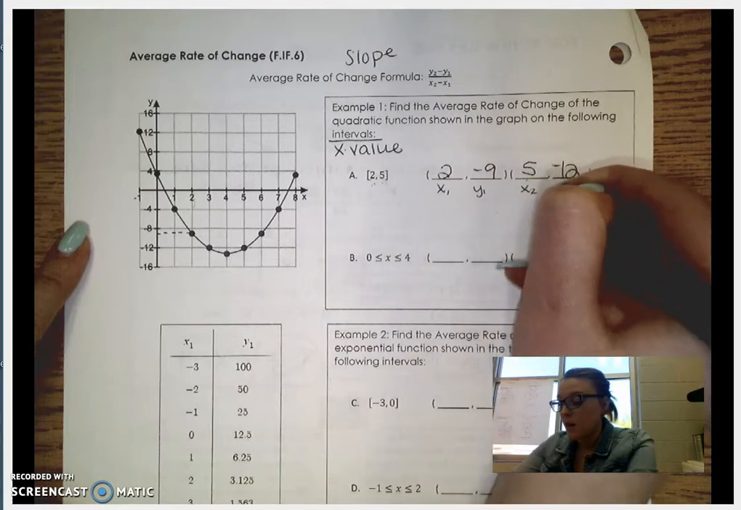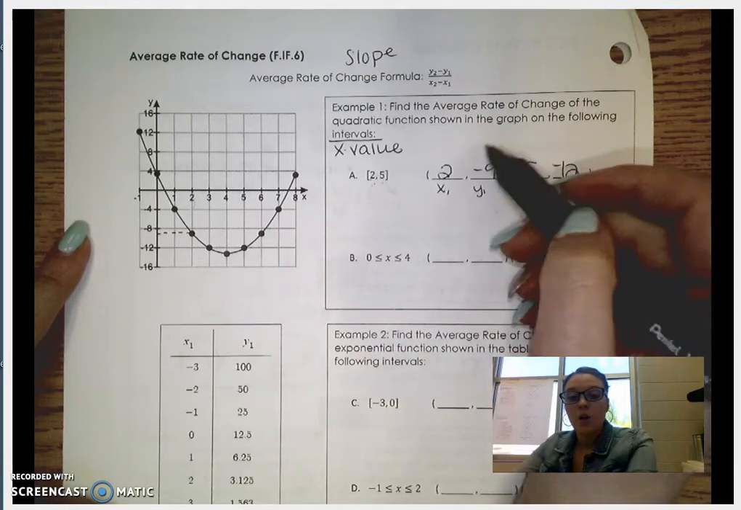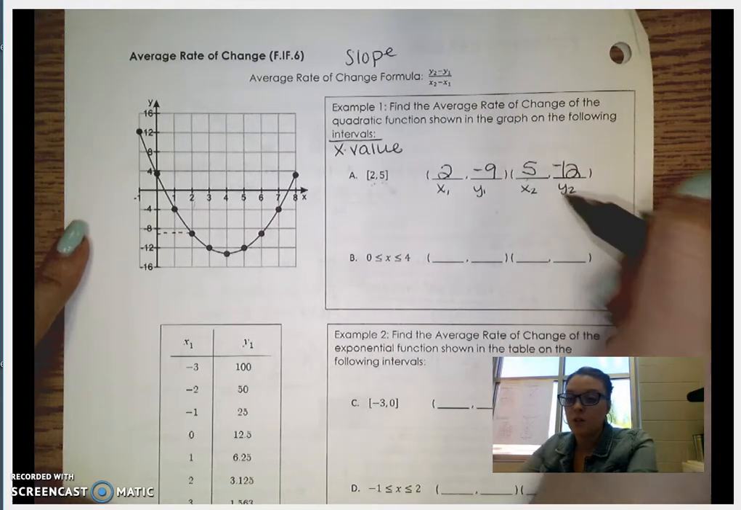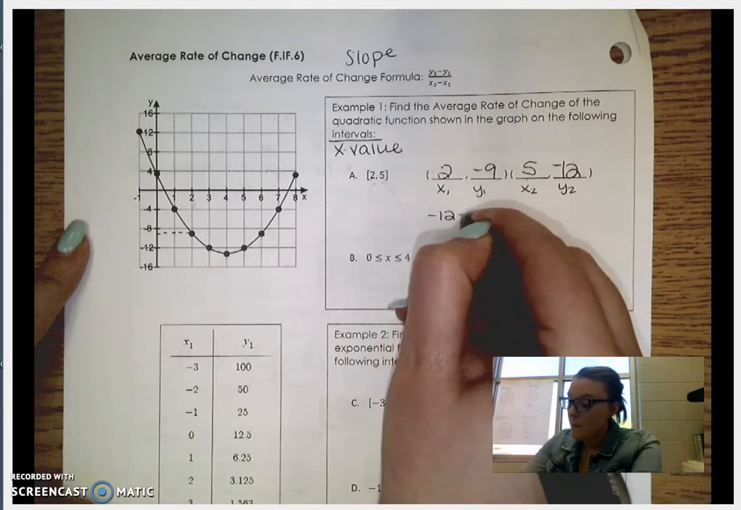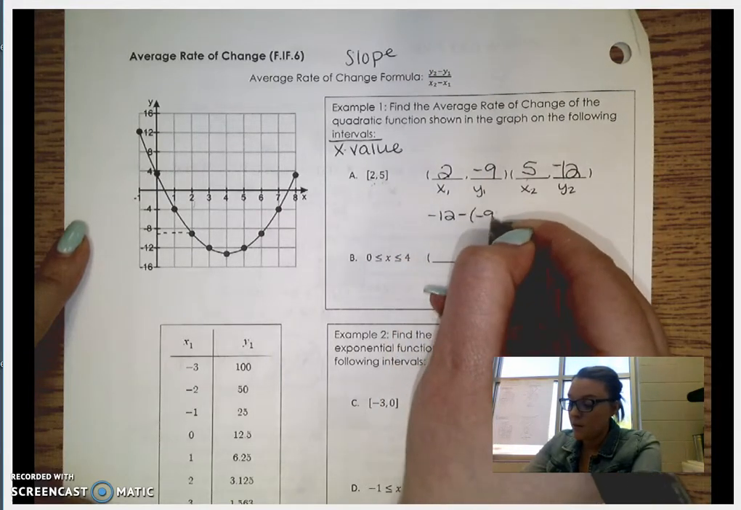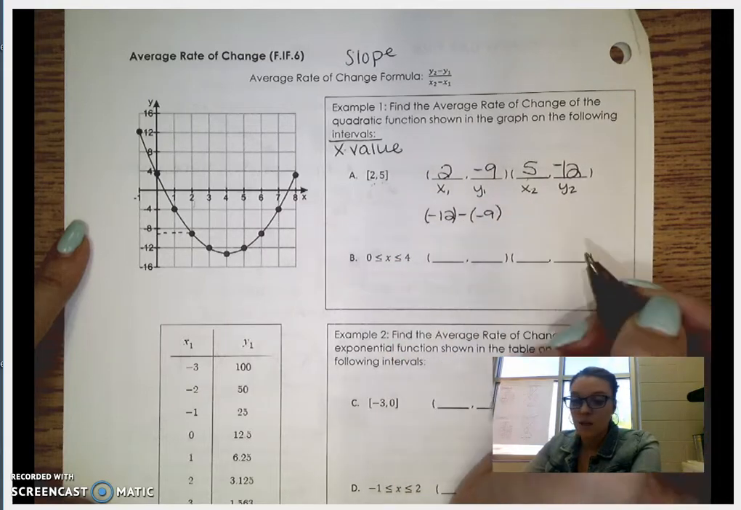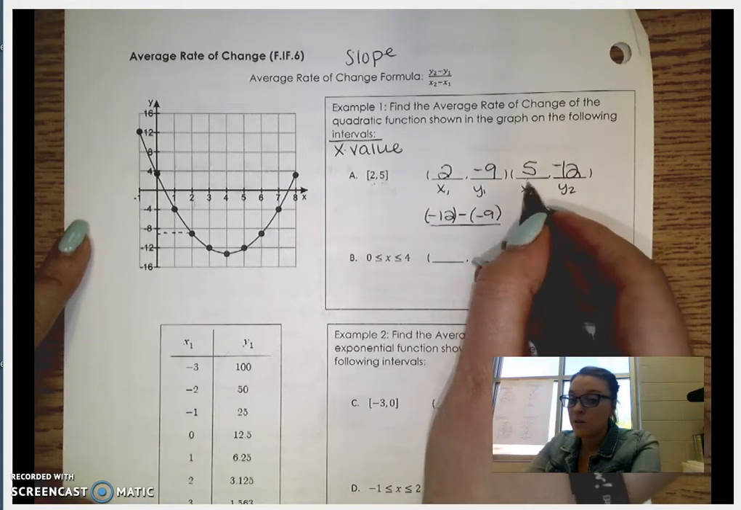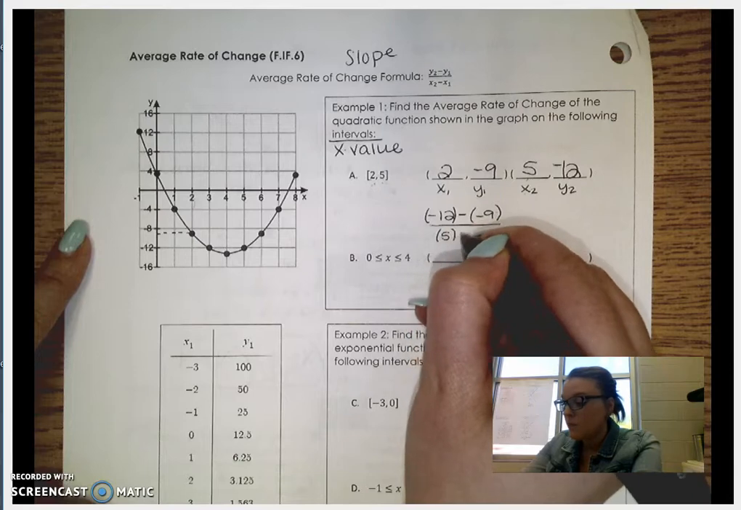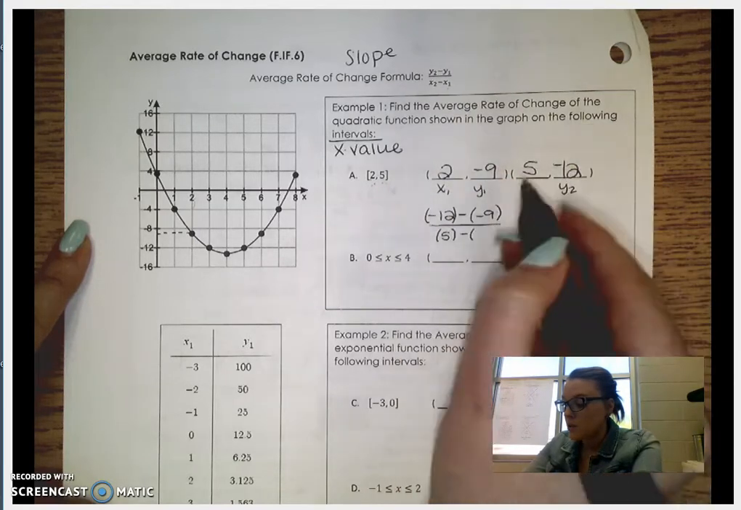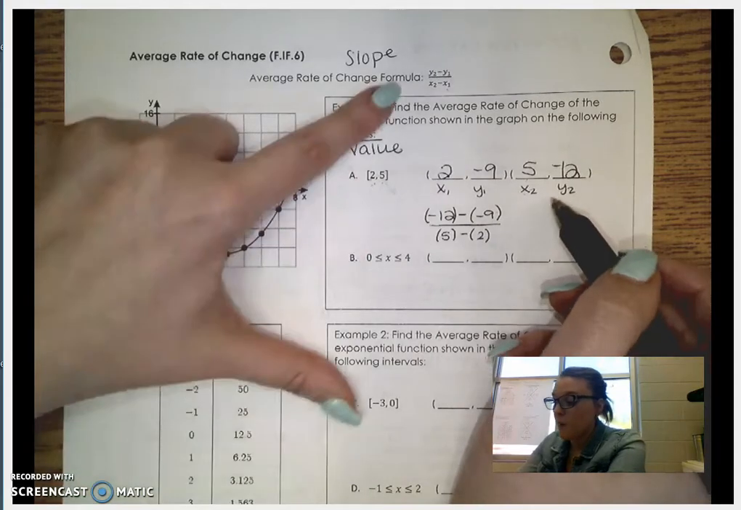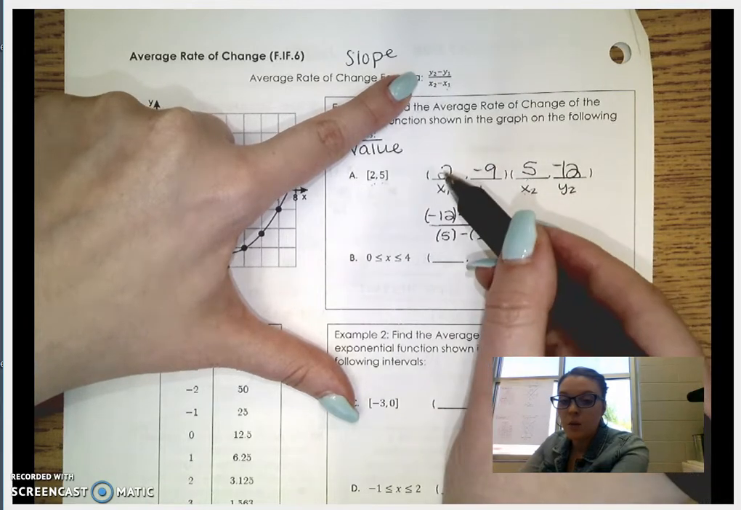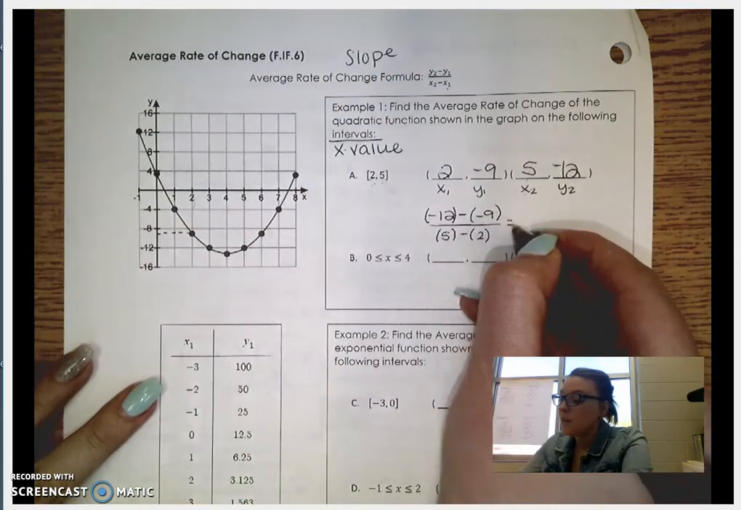Using your 2 coordinate points, you're just going to plug in these values to your average rate of change formula. So y2 comes first, minus y1, -9. Every time I plug something in, I'm going to put it in parentheses. Divided by, or a fraction, the denominator is 5 minus 2. So I have my y2 minus y1 over x2 minus x1, and I can type that straight into my calculator.